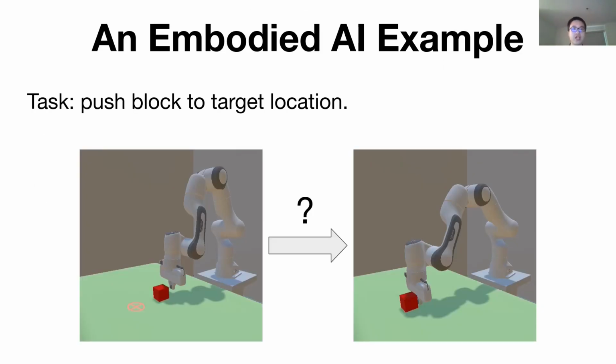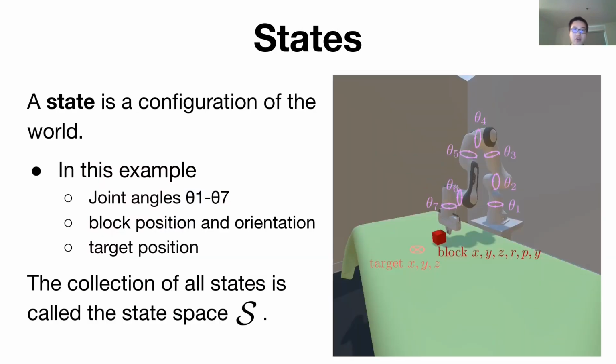Now let's consider a more complex world in an embodied AI task, pushing a block to a target location with a robot. In this case, we can define the state of the system as a configuration of the world. Here, the state includes joint angles θ1 to θ7, block position and orientation, as well as target position. The collection of all states is called the state space S.